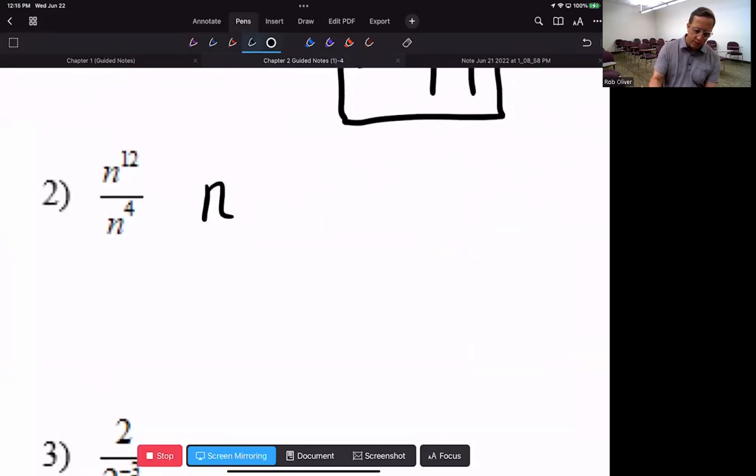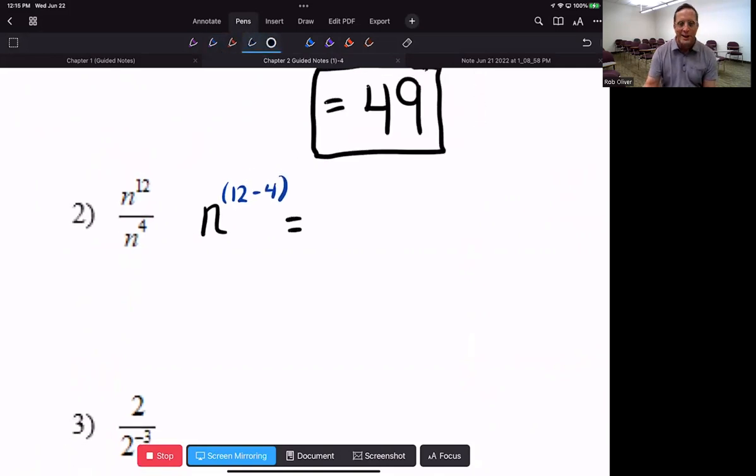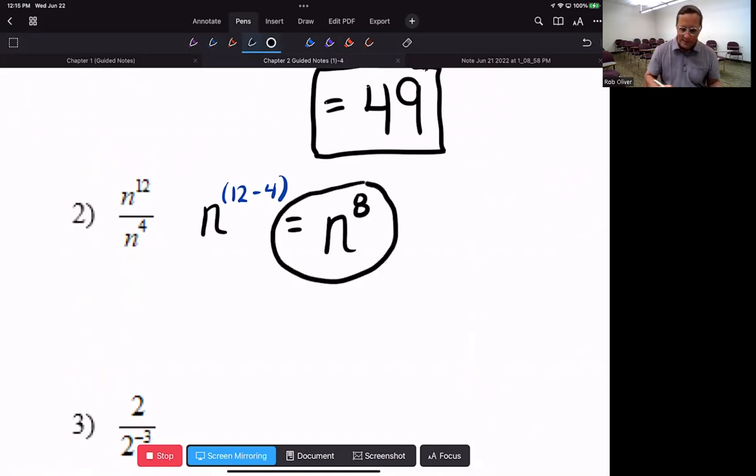Okay. So for number 2, we're going to do n, and then for that we're going to do the power of 12 minus 4. So 12 minus 4. Get your calculator out for that one. No, you don't need a calculator, do you? Hopefully you don't need a calculator for that. But 12 minus 4 is 8. That's all you can do.